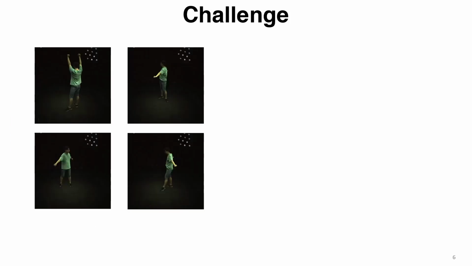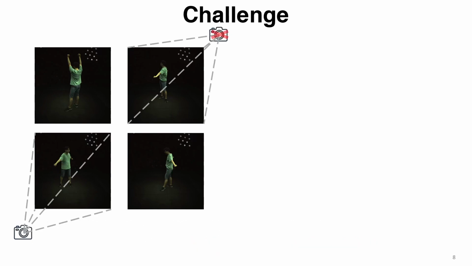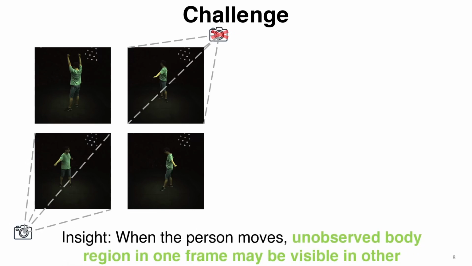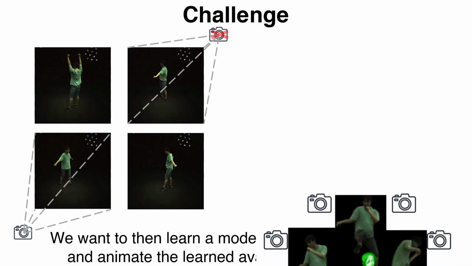The primary challenge in monocular video is that at each time frame only a partial human is visible, and the other half goes unobserved. Our key insight is that when the person moves, the parts that are originally invisible may be visible in other frames. Now this poses a question: can we fuse these observations and essentially learn a model that is capable of free viewpoint rendering and reposing?